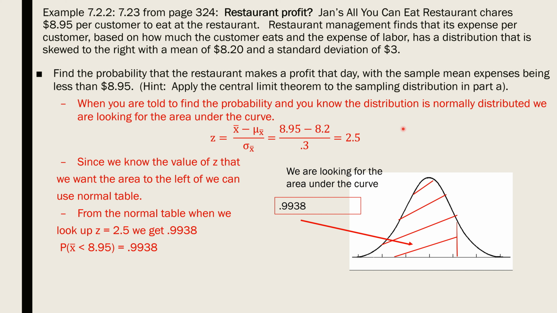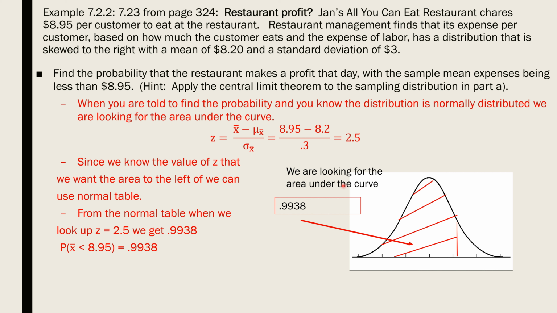Next question. Find the probability that the restaurant makes a profit in a day, with the sample mean expense being less than 8.95. So when you are told to find the probability and you know the distribution is normally distributed, we are looking for the area under the curve, so you want to calculate the z-score. Using the same formula here, we have the z-score equals 2.5.